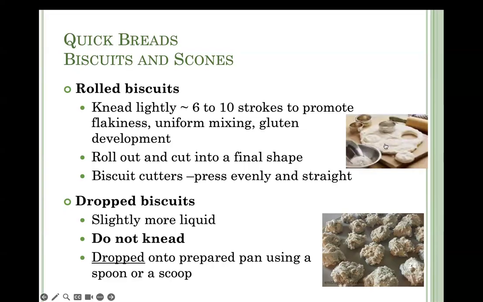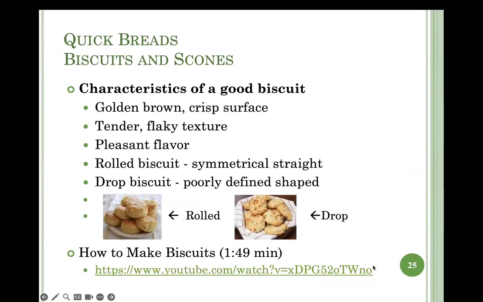All right. If you go into the practical and you end up with something like this, you added too much flour. You want it to come out like this over here on the bottom. All right. So the characteristics of a good biscuit. We have our rolled biscuit over here. We have our drop biscuit over here. You want to make sure that you have a golden brown or crisp surface. You want to look for a tender, flaky texture, pleasant flavor. Obviously, do not forget the salt. If you forget the salt, it is quite obvious after we do our taste test.